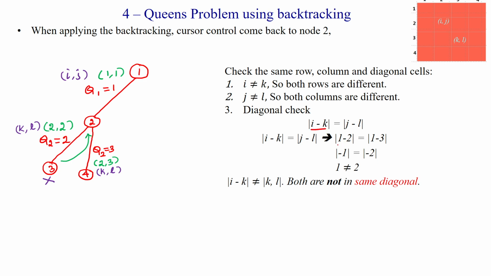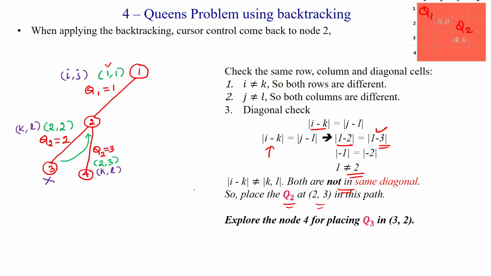When you substitute the positions i comma k and j comma l, you get the values: i is 1, k is 2, then j is 1, l is 3. So you see you are getting different values, so both are not in the same diagonal. Now we can place queen 2 at the position 2 comma 3. Initially 1 comma 1 has queen 1, then 2 comma 3 has queen 2.